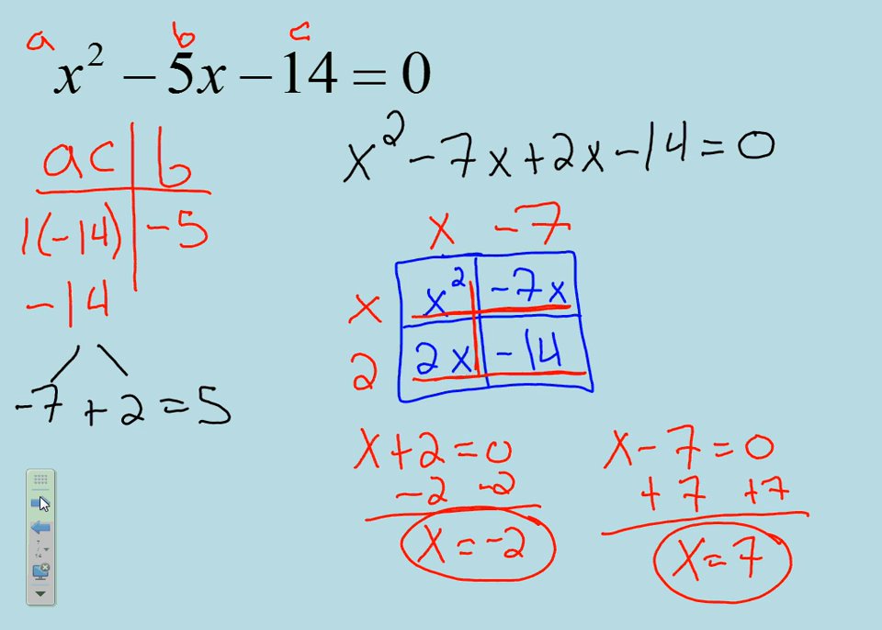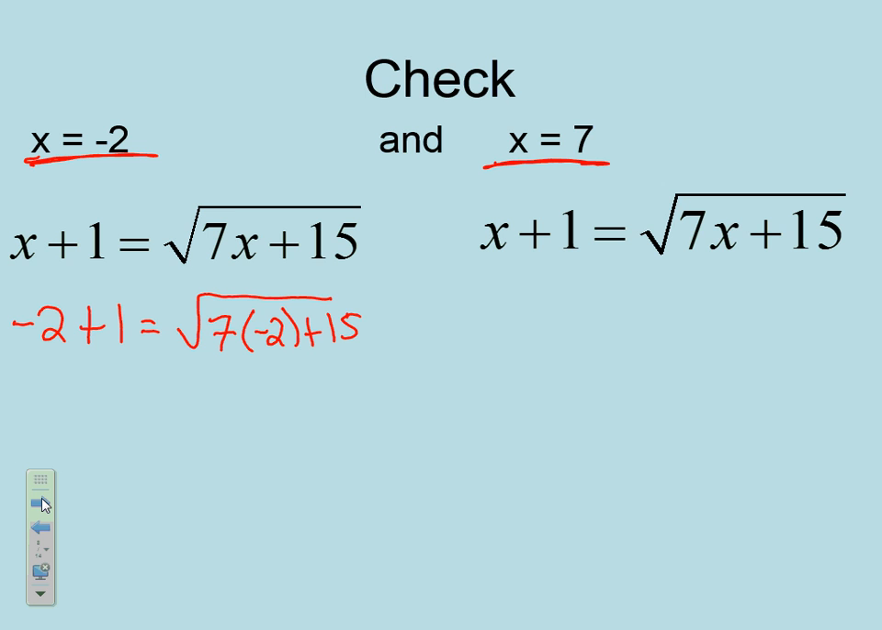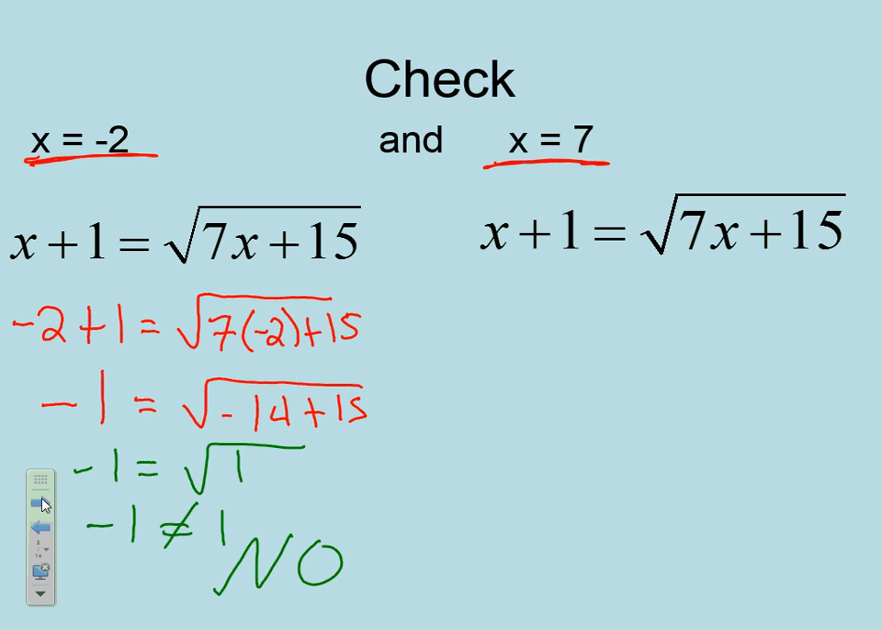That's another possible solution. But it's very important, as we recall from the last three, that we check our solutions. So we're going to take it one step further and check both of our solutions. We're going to check negative 2 and we're going to check 7. Let's plug in negative 2 first into our original problem. So I have negative 2 plus 1 equals the square root of 7 times negative 2 plus 15. Over here I get negative 1 equals the square root of negative 14 plus 15. Negative 1 equals the square root of 1. Negative 1 equals 1. No! So this is not a solution. So negative 2 is not a solution.